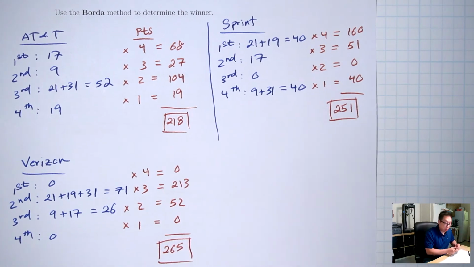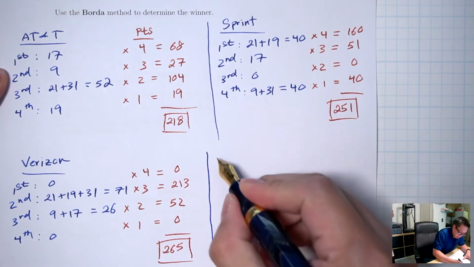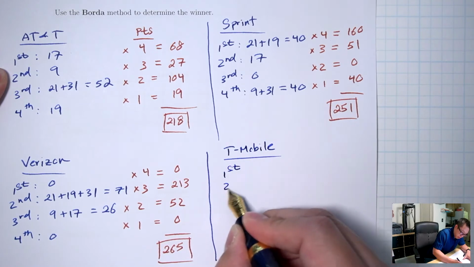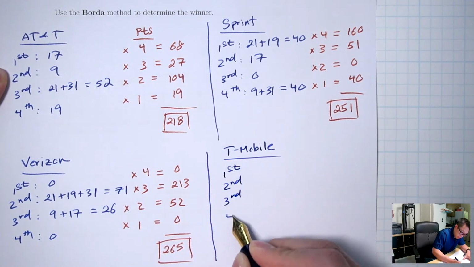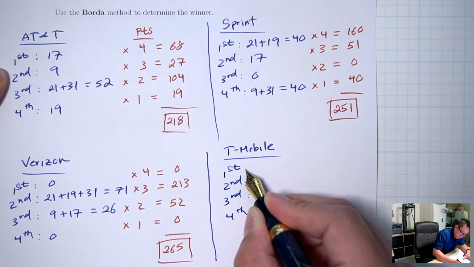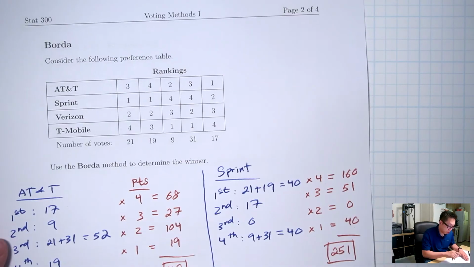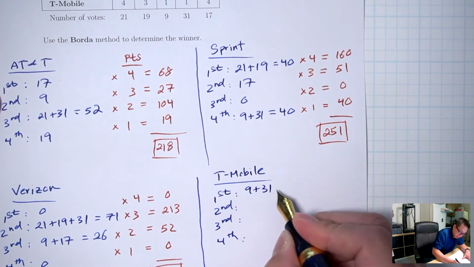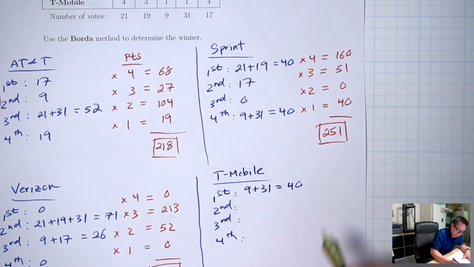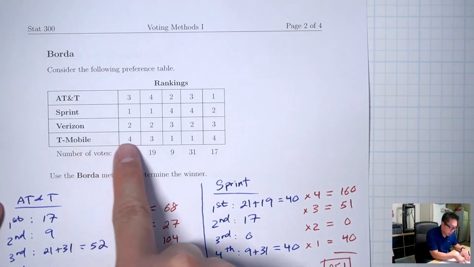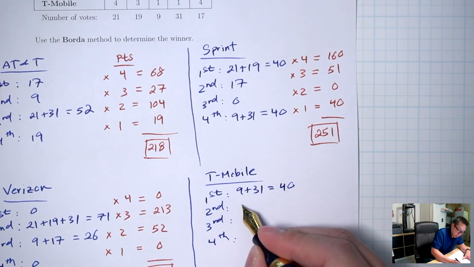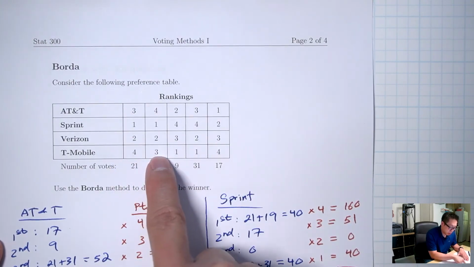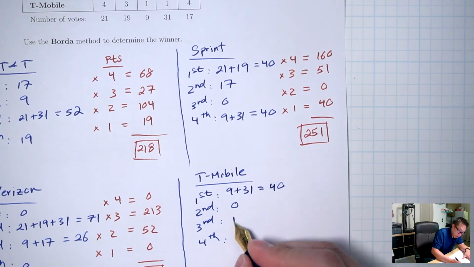And then finally, we'll do T-Mobile. First place votes for T-Mobile. I see these two ones, so 9 plus 31. Pretty sure that's 40. Second place, I don't see any 2s, so that's none. Nobody voted T-Mobile second. Third, just this one 3, so those 19 people voted T-Mobile third.